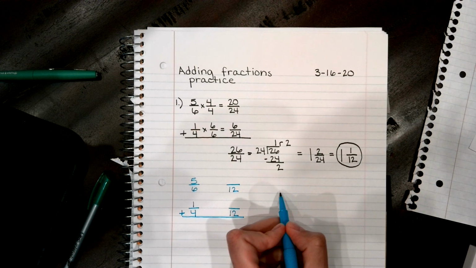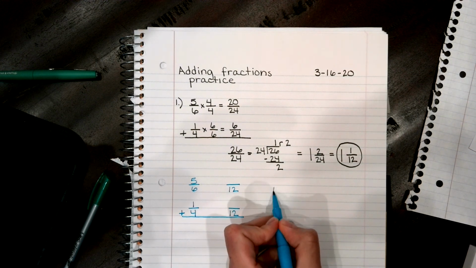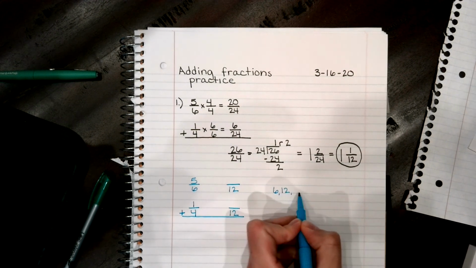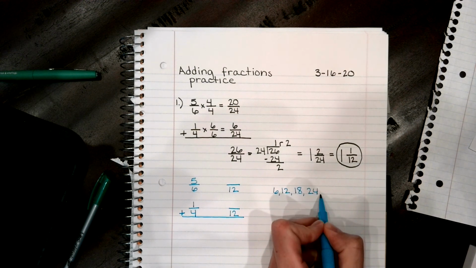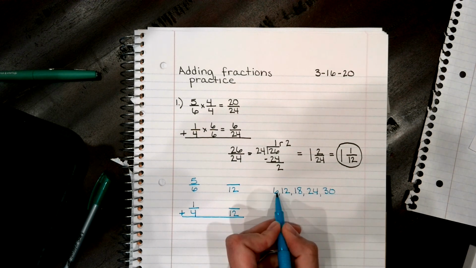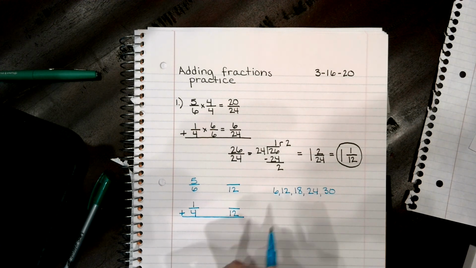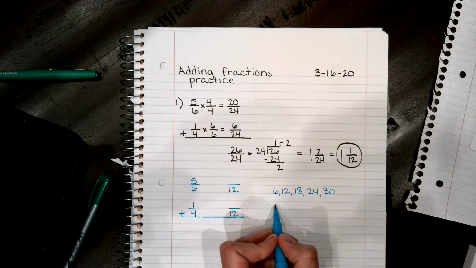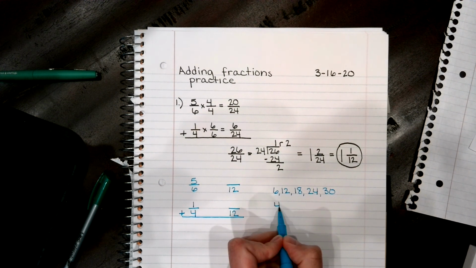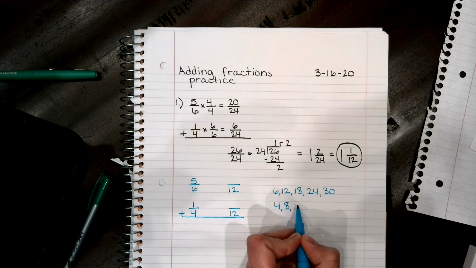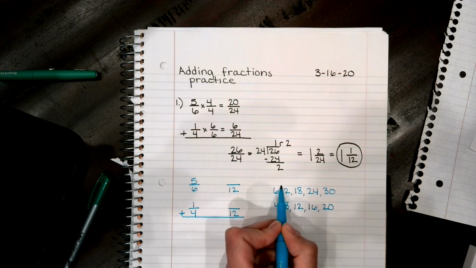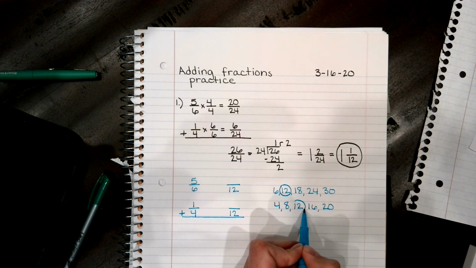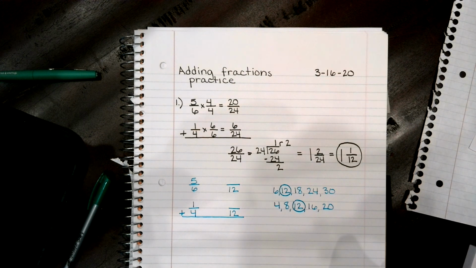Well, finding the lowest common denominator, if I wrote out my multiples of 6, so 6, 12, 18, 24, 30. And we're going to stop there. Usually just do the first 5 and then stop. If you have to add on at the end, then just add on at the end. Then the next one would be 4, 8, 12, 16, 20. Okay, so your 12 is a common multiple. So that could be your lowest common denominator.